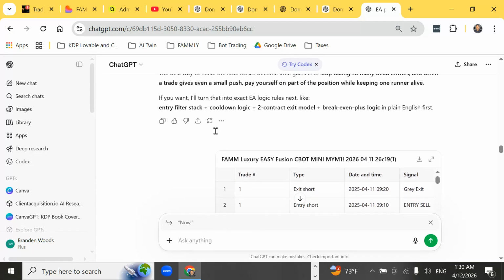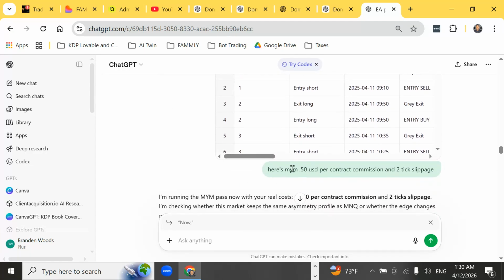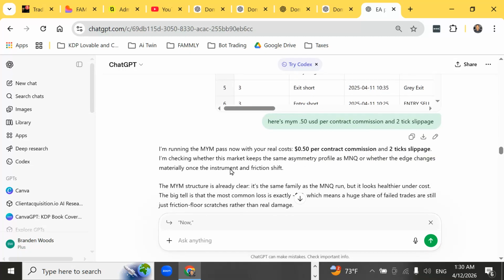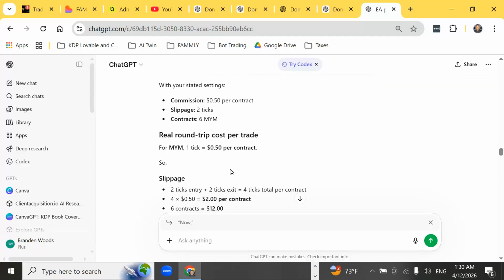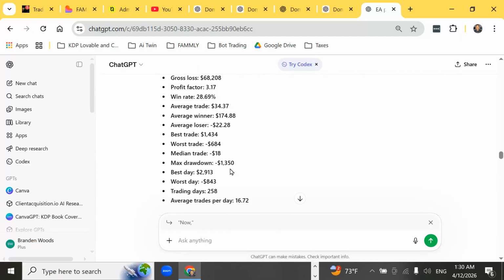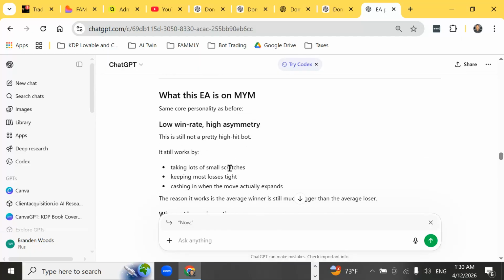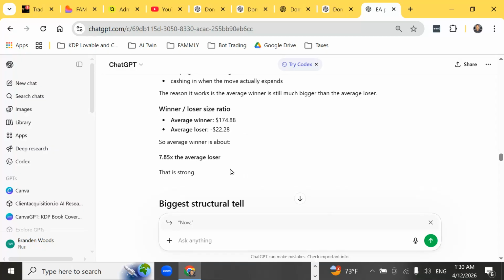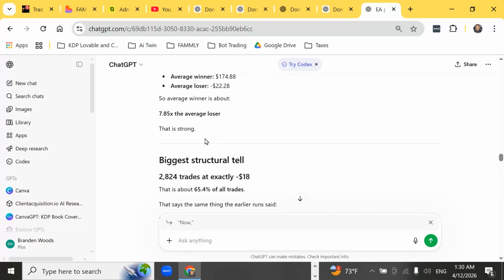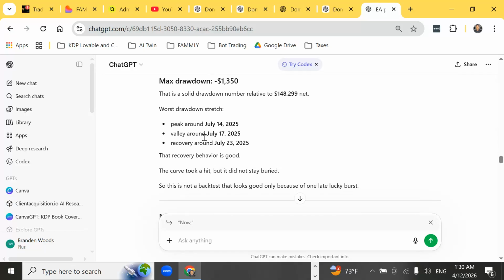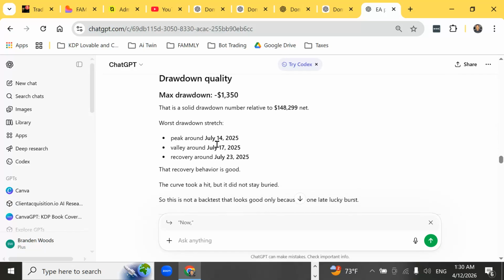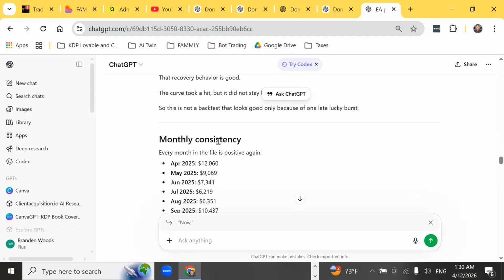And lastly, MYM, I put 50 cents per contract on the commission and 2 ticks of slippage. So its performance is really strong. Here we go. Drawdown, max drawdown 13. Netted 148,000 for the year.